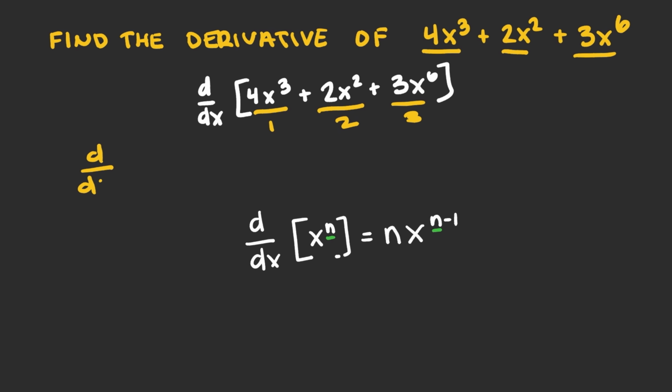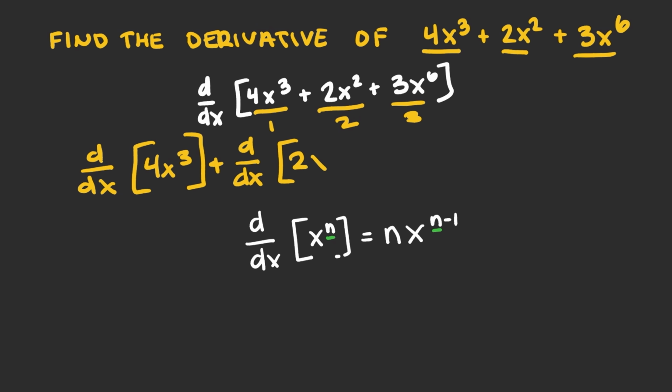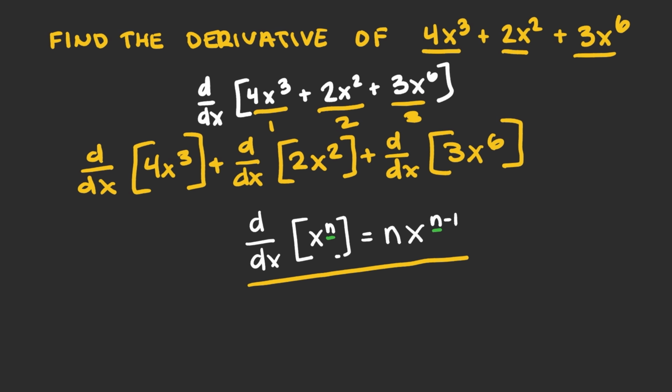d dx 4x cubed plus d dx 2x squared plus d dx 3x to the 6th power. We're just separating it into 3 parts. And remember, this right here is our original formula. So when we apply that individually to each term, it would look like this.